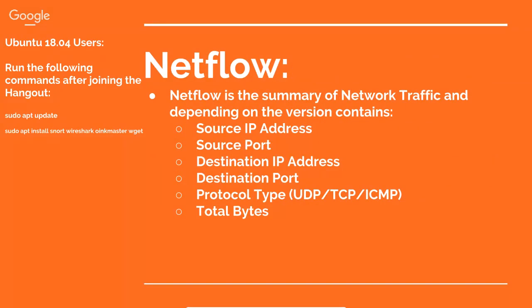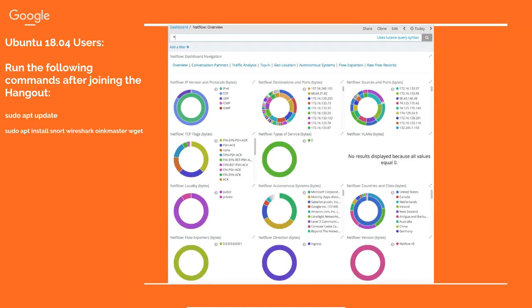So NetFlow is basically the summary information of full packet capture, or just the network traffic in general. It's going to include your source IP address and port, destination IP address and port, the type, so if it's UDP, TCP, or ICMP, and the total amount of traffic. And you can actually get a ton of good information with just these items. So this is a screenshot of an Elk dashboard, just using their NetFlow plugin. This is straight from the Elk website.